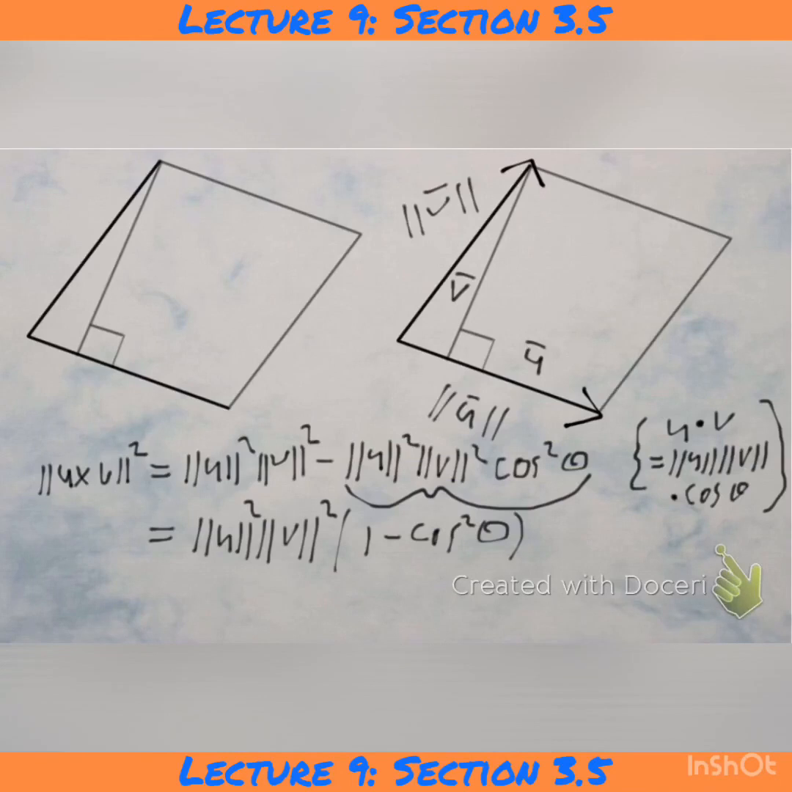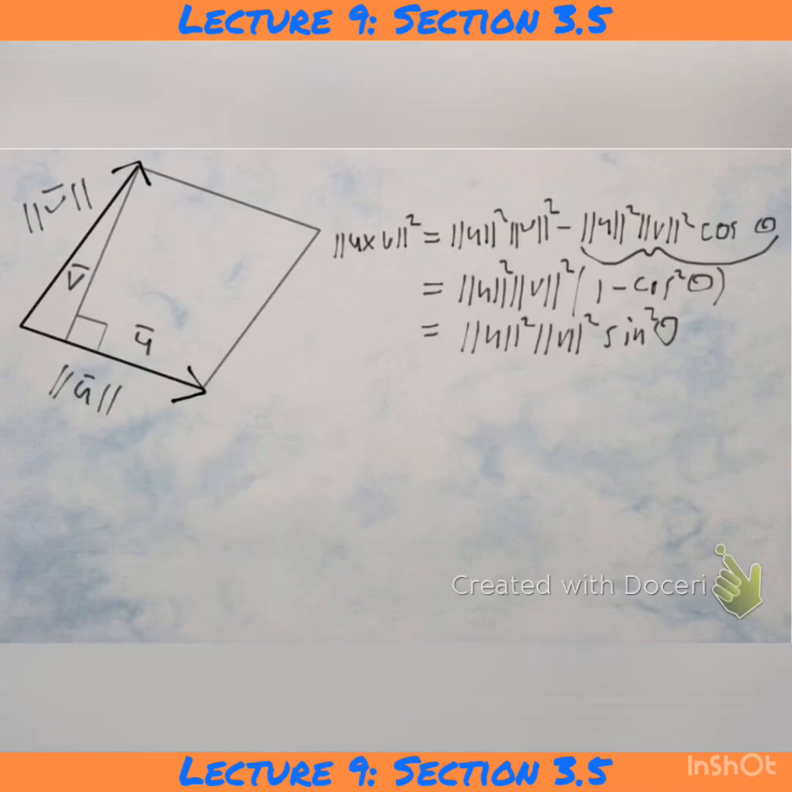And what is 1 minus cosine of theta? It is sine squared theta. So that's the norm of u squared multiplied by the norm of v squared multiplied by the sine of theta squared. All right, so from there, it implies that the norm of u cross v can be solved as the norm of u multiplied by the norm of v multiplied by the sine of the angle between the two vectors.